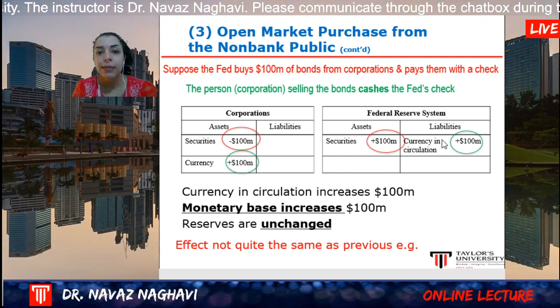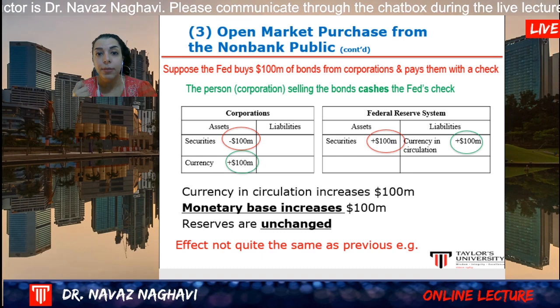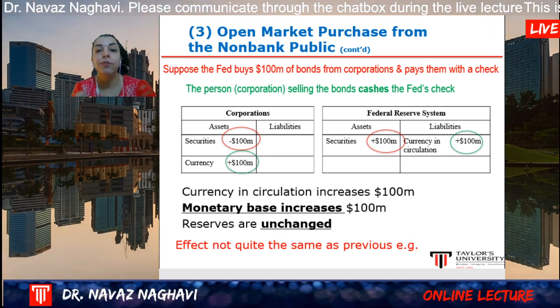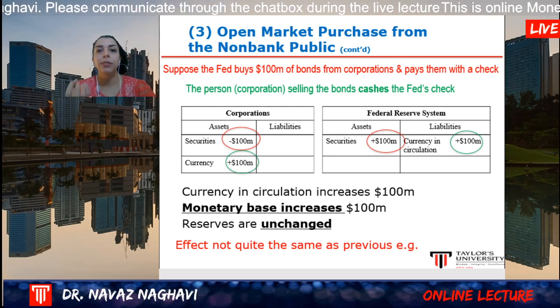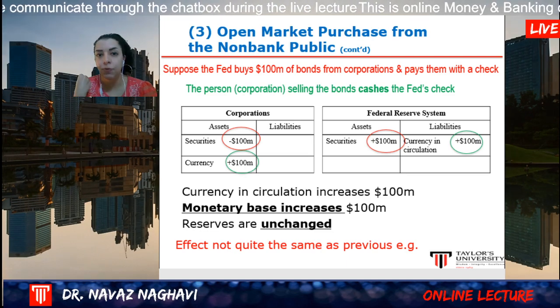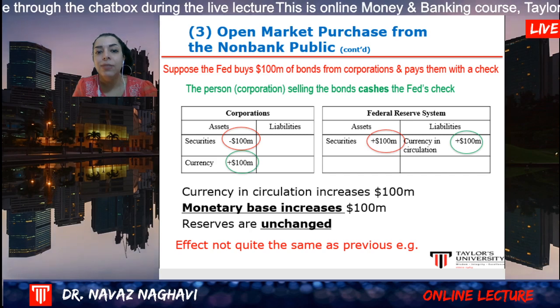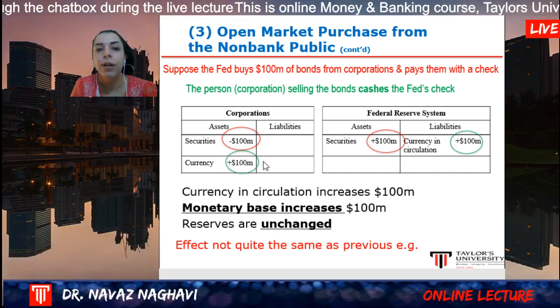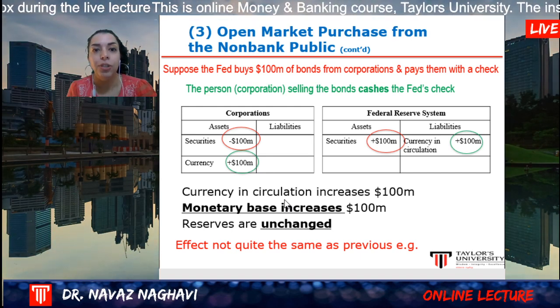What is the reason that it is currency in circulation? Because the corporation which is selling this bond requires cash. So once this corporation or this person wants to hold cash, that's why I told you that cash is a kind of leakage from the system. Why? Because there is no reserve, and this reserve is not getting back to the financial system. So that's why the amount of the reserve is unchanged.